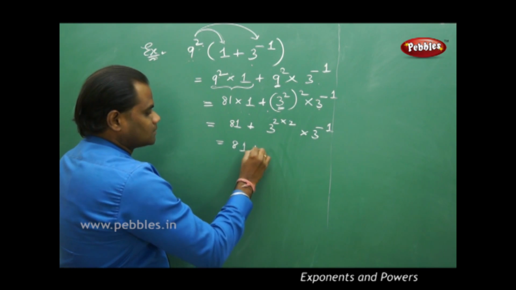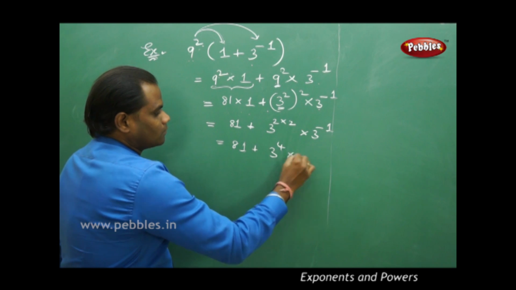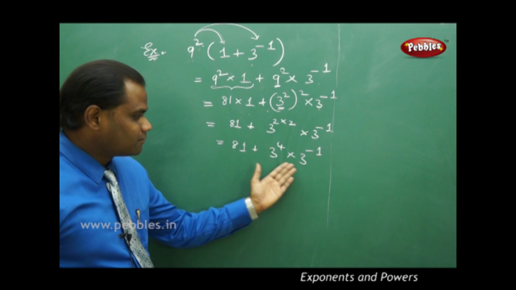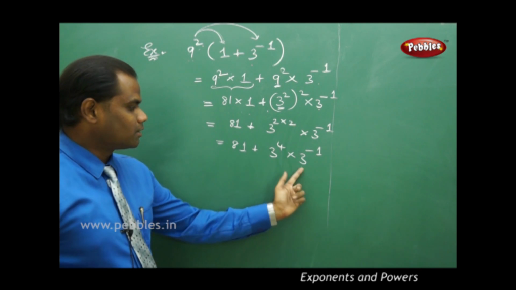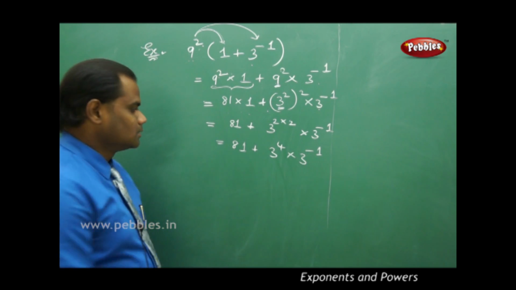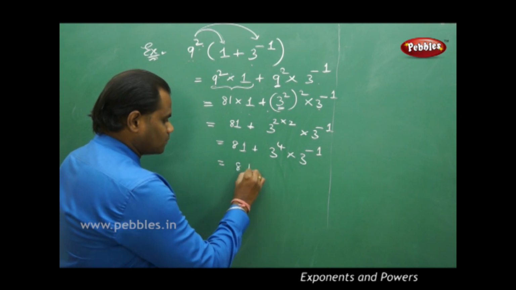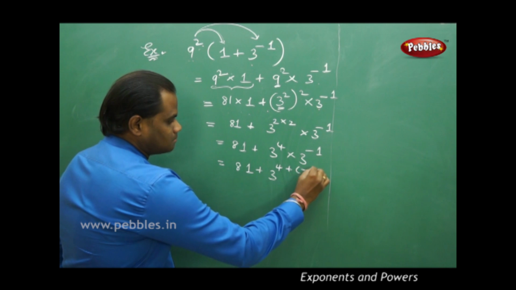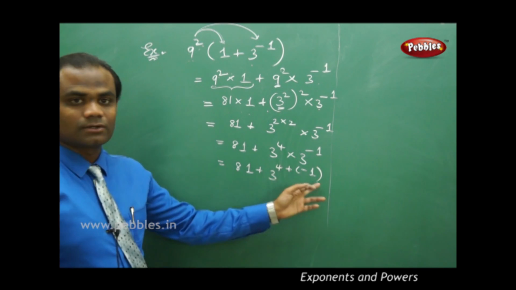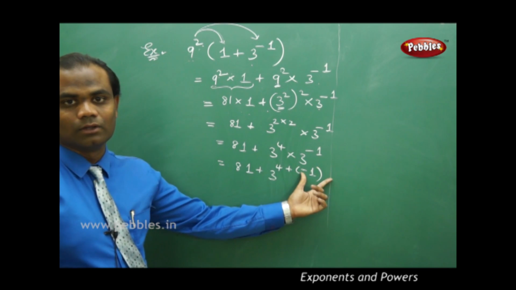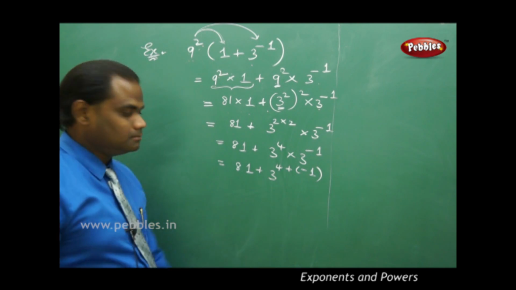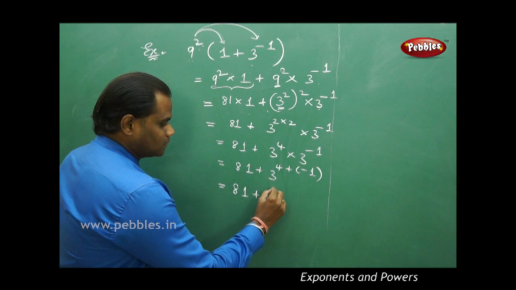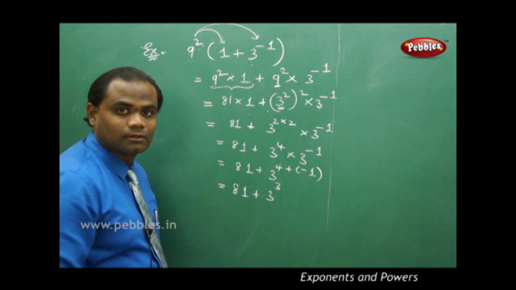This would be nothing but 3 power 4 into 3 power minus 1. Now here I identify the first law of index where the bases are equal, therefore I add the powers. So therefore the next step would be 81 plus 3 power 4 plus minus 1, where the powers are added because the bases are equal, the first law of index. So this would give me 3 power 4 minus 1, which is 3.